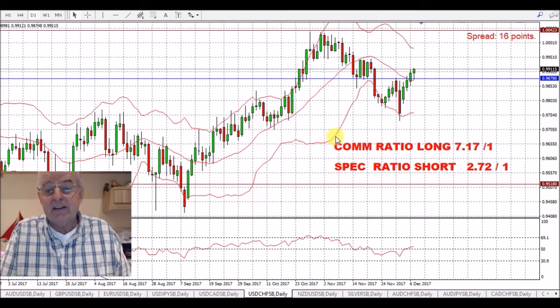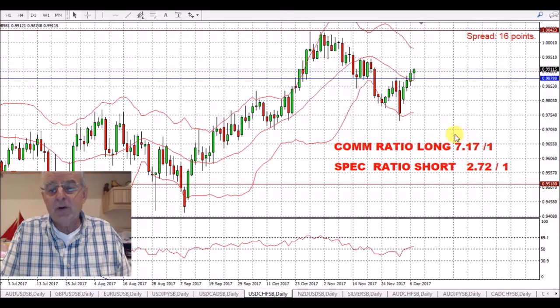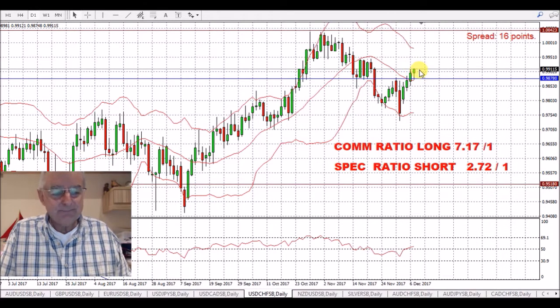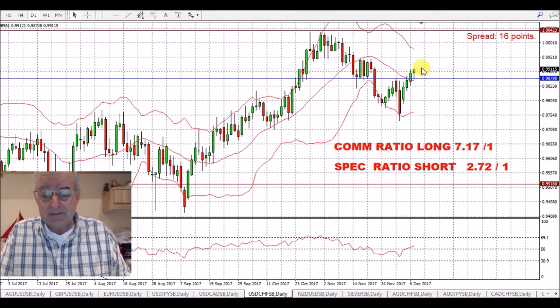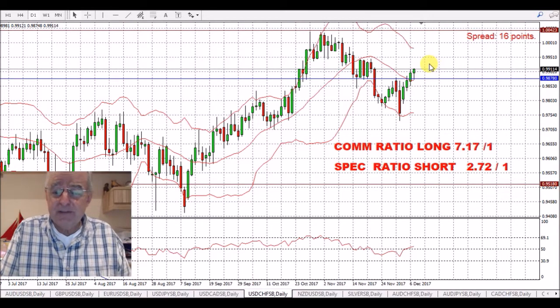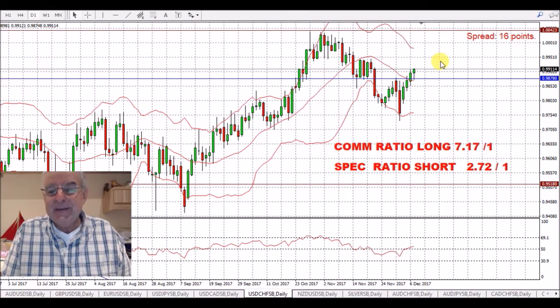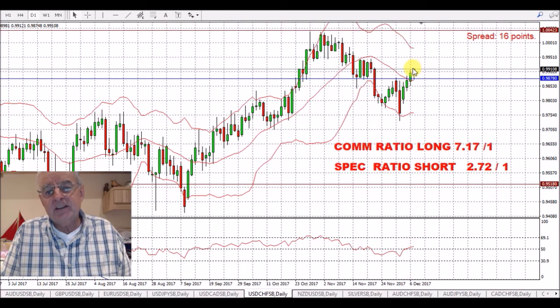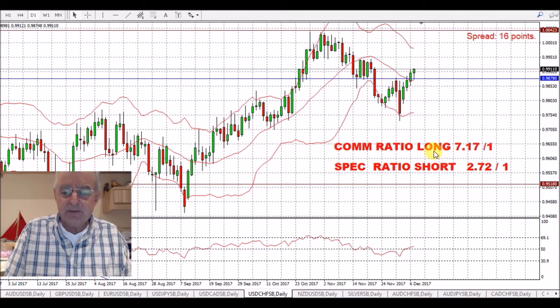USD Swiss franc. We have got a short ratio of 7.17 to 1. I'm starting to see weakness in this. I might even put a small trade in short. I much prefer it on the crosses. The same with the Japanese yen, really. But we'll see where this goes. It's come up over the 50. I think it's going to start showing weakness, and I might just put a small trade in short on that.